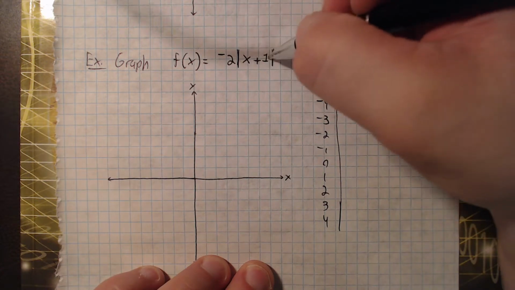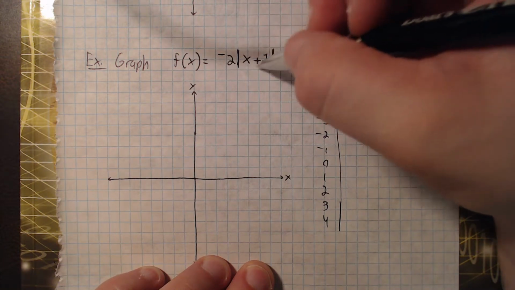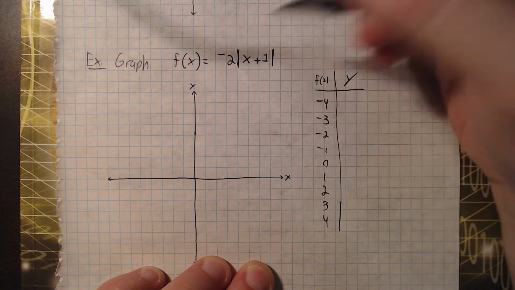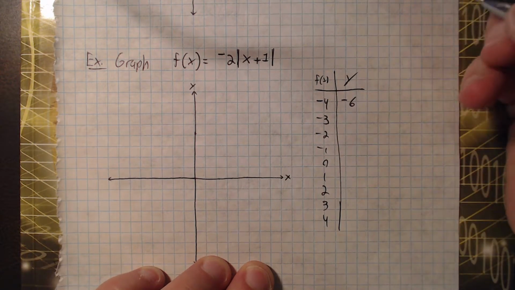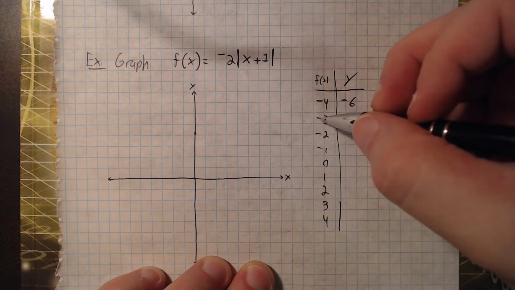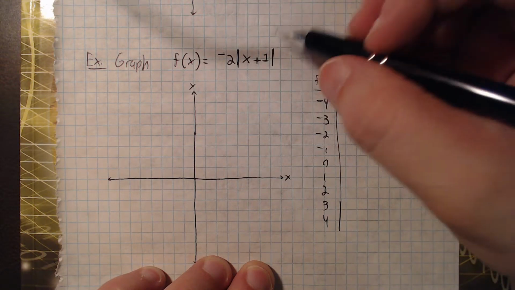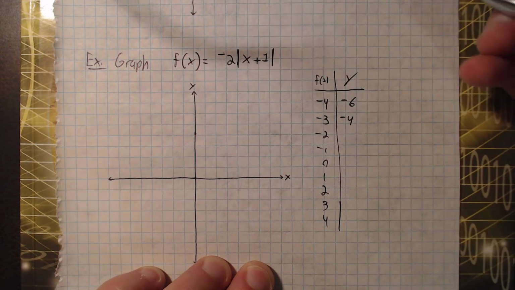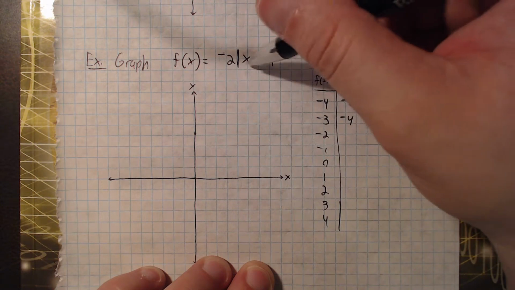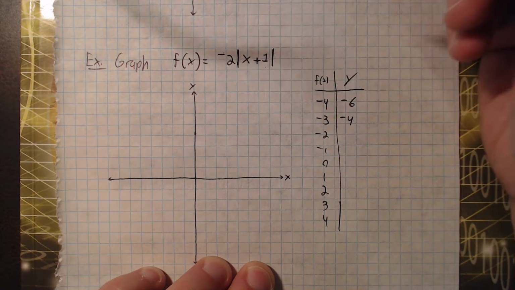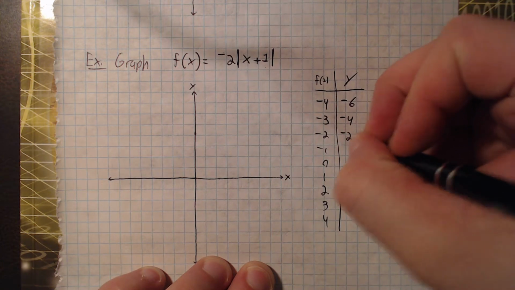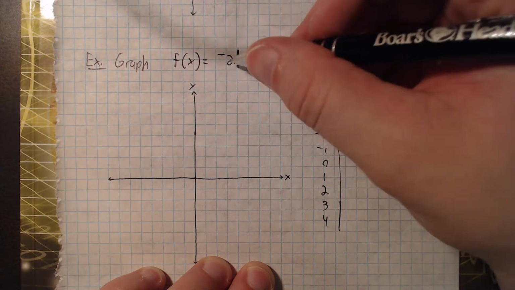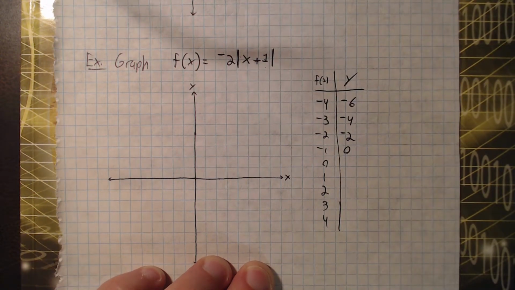-4 plus 1 is -3. The absolute value of -3 is +3 times -2 is -6. So I got -4, -6. -3 plus 1 is -2. Absolute of -2 is +2 times -2 is -4. -2 plus 1 is -1. Absolute of -1 is 1 times -2, -2. -1 plus 1 is 0. Absolute of 0 is 0 times -2. That gives us 0 here.